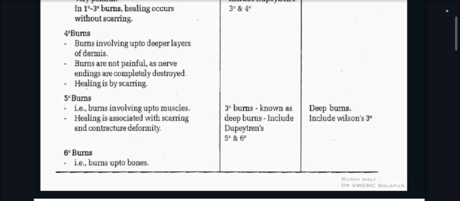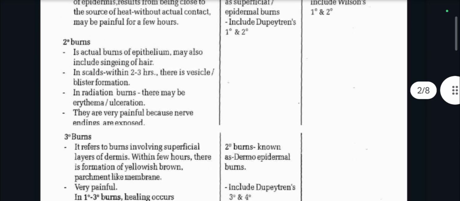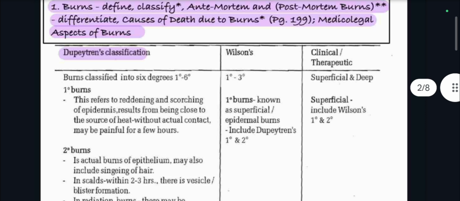So 1 and 2 are present in primary burns of Wilson. Then your 3 and 4 are there in secondary burns of Wilson, and your 5 and 6 are present in third degree burns in Wilson. So this is all about the Wilson's classification of burns.